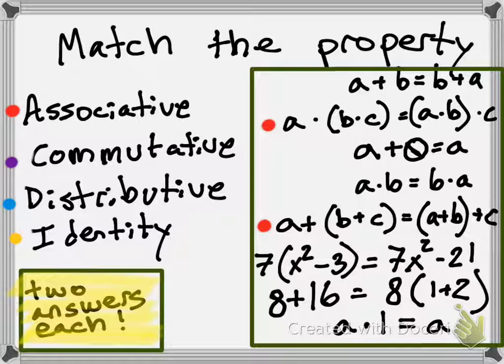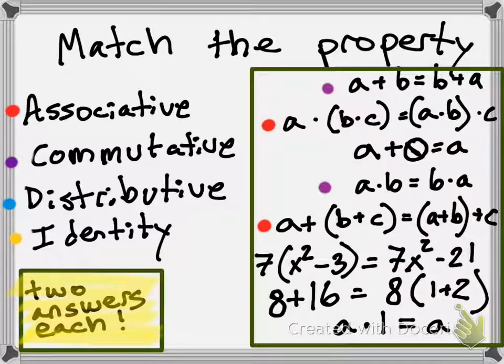Next one, commutative. Let's see. Ben, give me one example. A times B equals B times A. Correct. That's commutative because we're still going to get the same answer. What's the other one that is commutative property? What's the other one, Michelle? So it is A plus B is equal to B plus A.